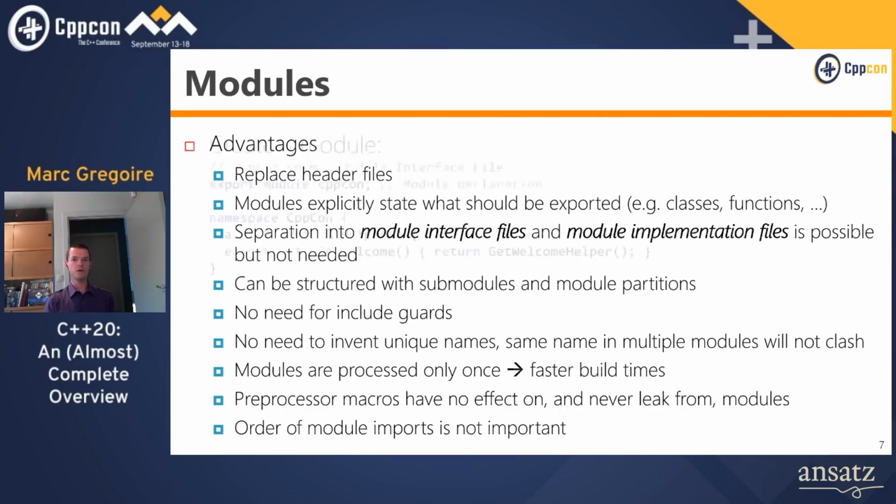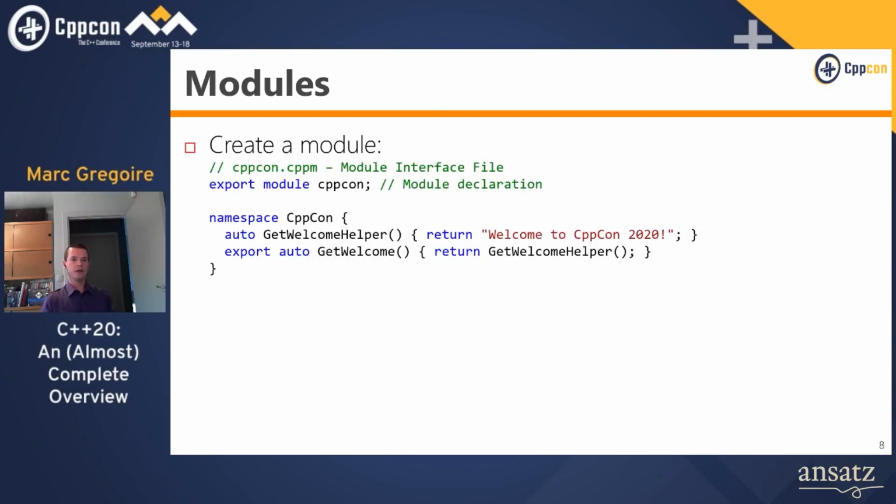So let's have a quick look at how you write a module. So here I have a module. It's in a file called cppcon.cppm. And the module starts with a module declaration, which just gives a name to this module. Next, I define a namespace with two methods. The first one, getWelcomeHelper, is not exported and it just returns a string. And the second one, getWelcome, is exported and basically just forwards the work to the helper function.